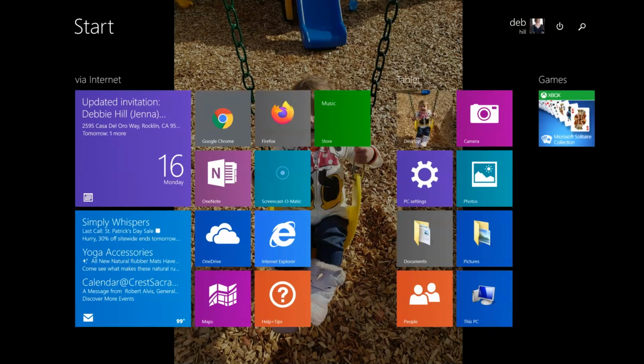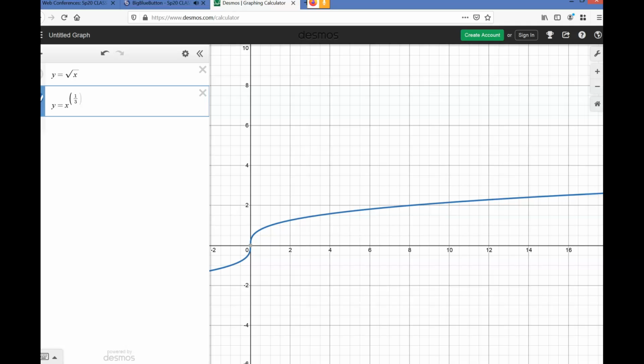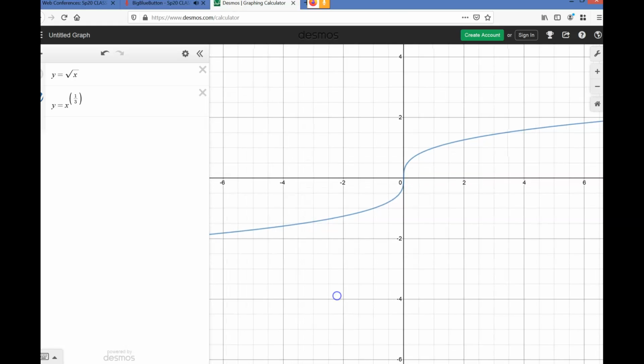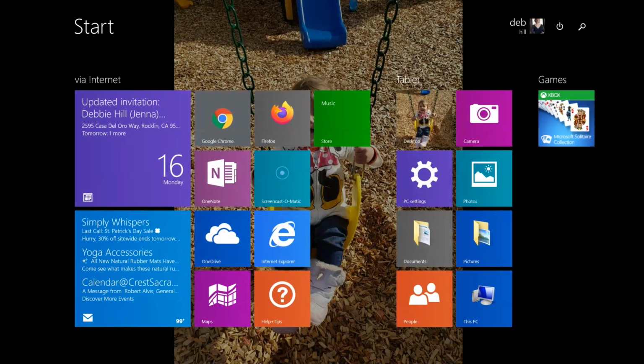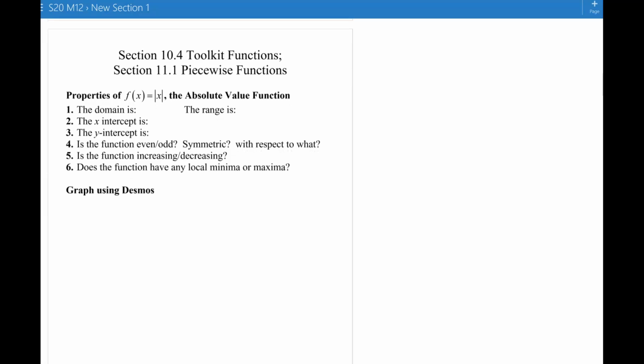Okay, so let's go to Desmos and see how the graph looks. So I'm going to turn off that graph, say y equals, and we're going to do x to the power of 1/3, because we know that's the same thing. And you can see that the graph looks like the y equals x cubed graph turned on its side. And we'll learn more about that later when we talk about inverse functions, and you'll see why it looks like that. Okay, then we have the absolute value function.